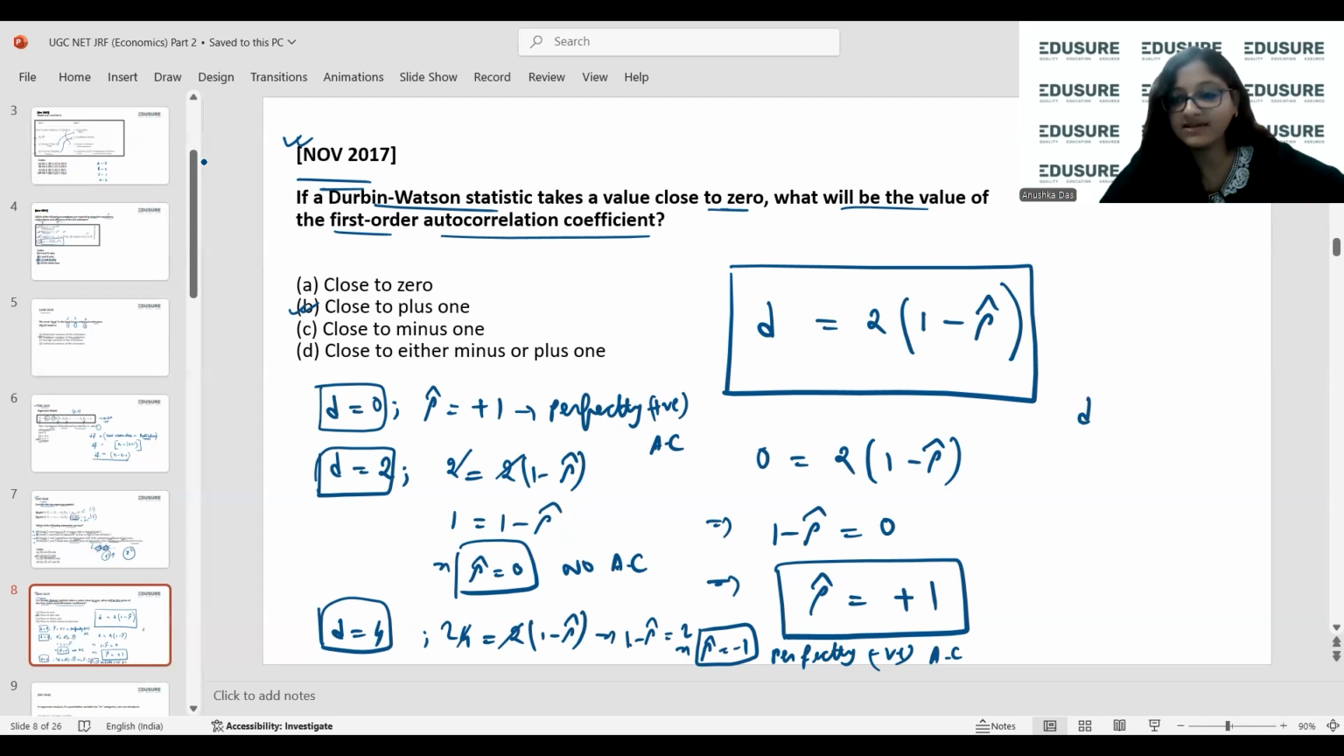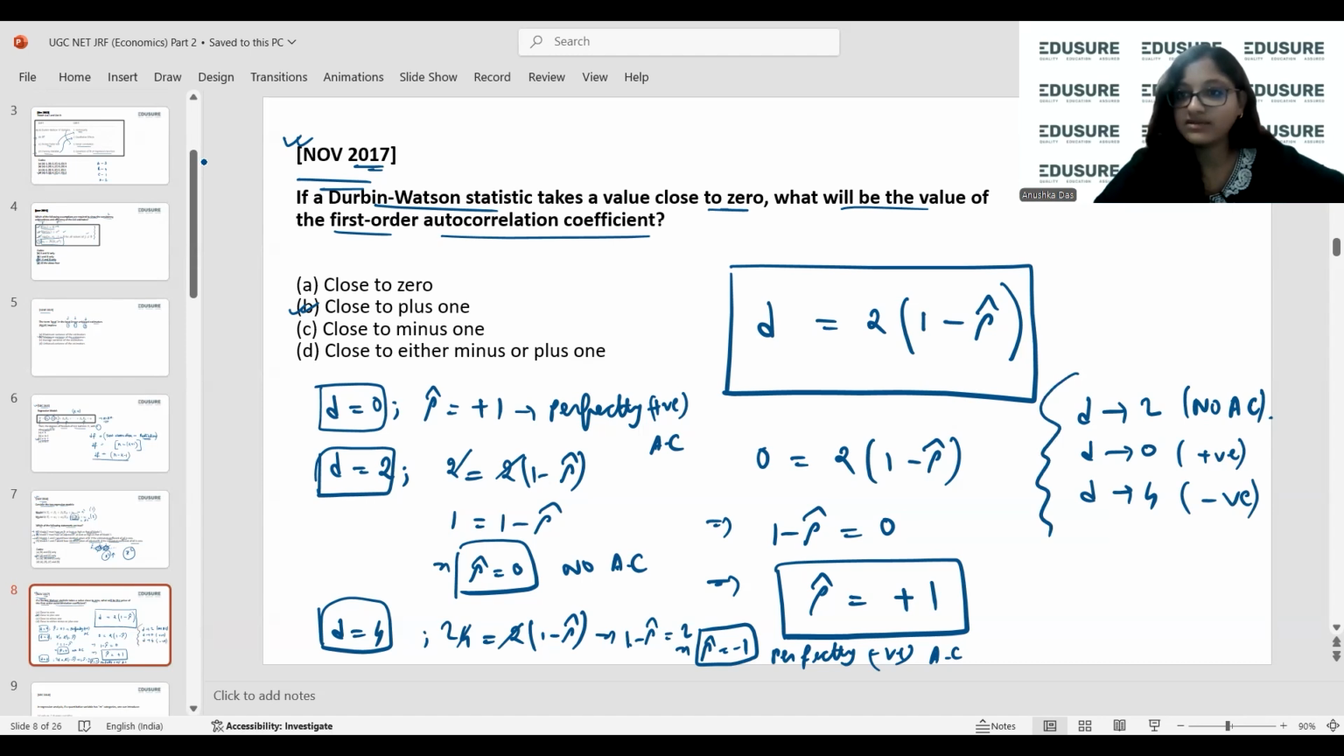What will happen when D approaches 2? What will happen when D approaches 0? And what will happen when D approaches 4? What we have seen is that if D approaches 2, there is no autocorrelation. You can just note it down as your thumb rule. You can write it down in your notebook. When D tends to 0, which is the question that was asked in November 2017, there is perfectly positive autocorrelation. Plus 1 means perfectly positive. And when D tends to 4, there is perfectly negative autocorrelation, right? So these are the three values that questions might be asked from.